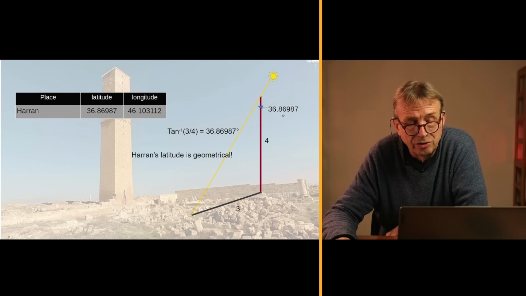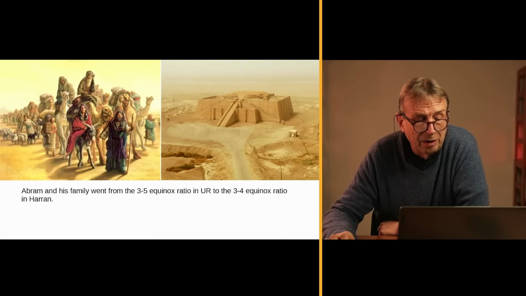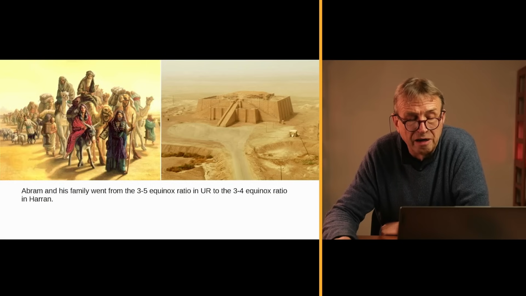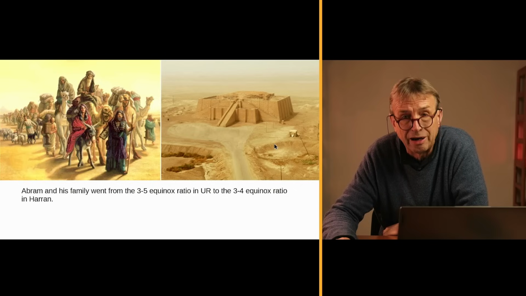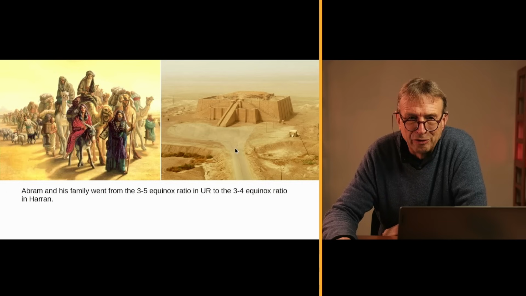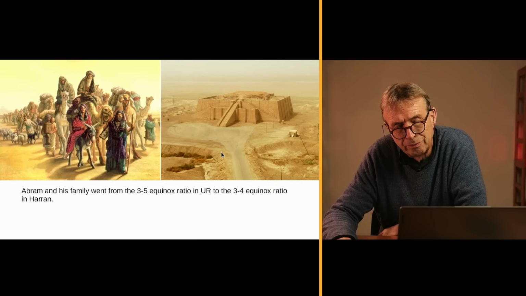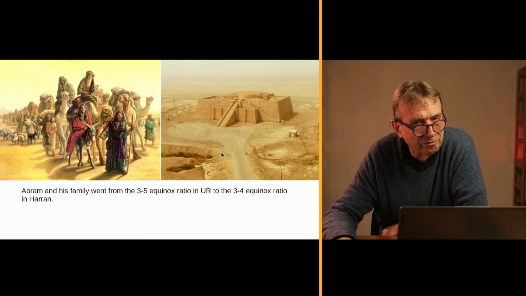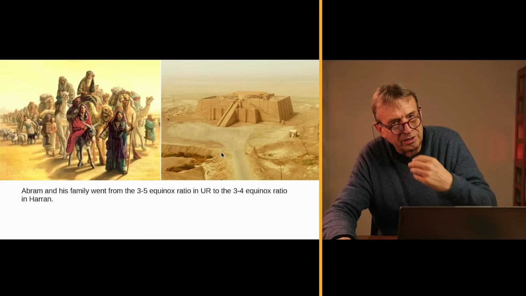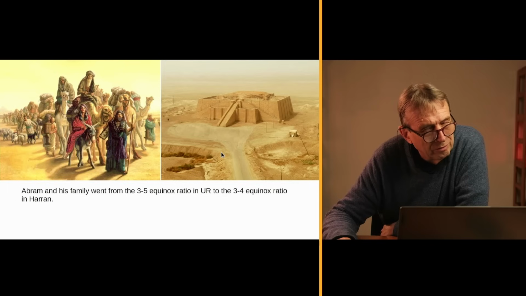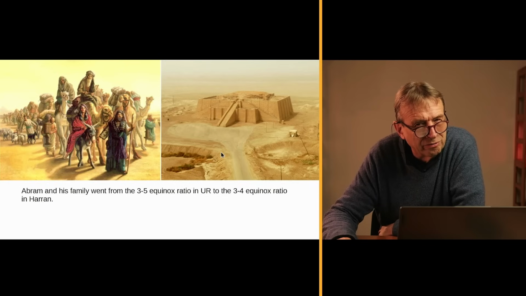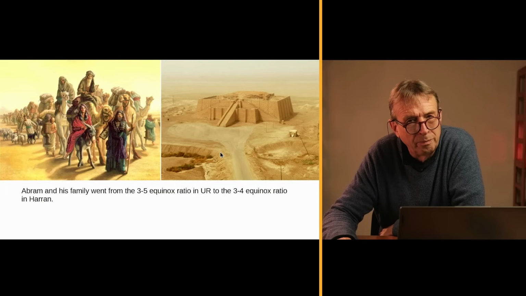So Harran's latitude is geometrical. Abraham and his family went from the 3-5 equinox ratio to the 3-4 equinox ratio in Harran. And to do that, they traveled 500 nautical miles right up the Euphrates Valley. Now, that's really quite astounding, and it must be seen to be some kind of indication given in the Bible of how these different sacred places were being chosen.